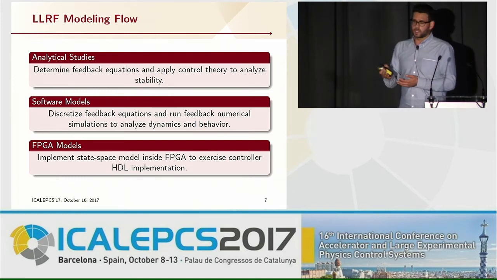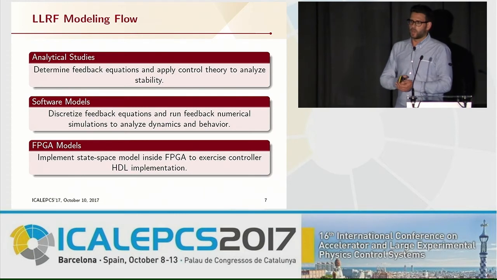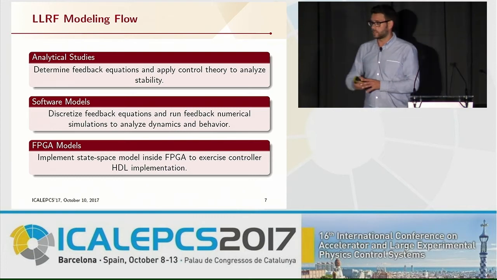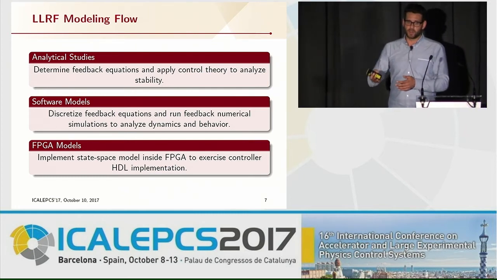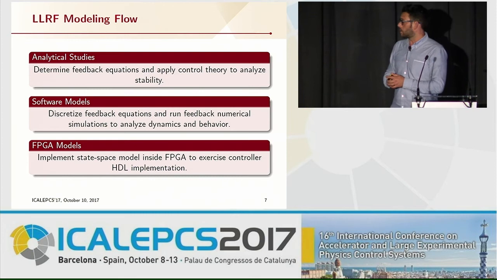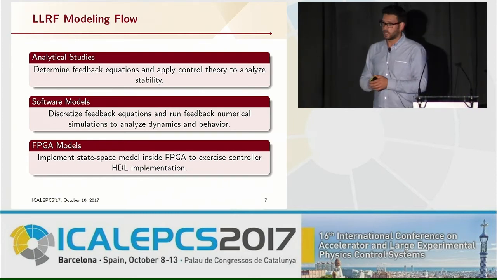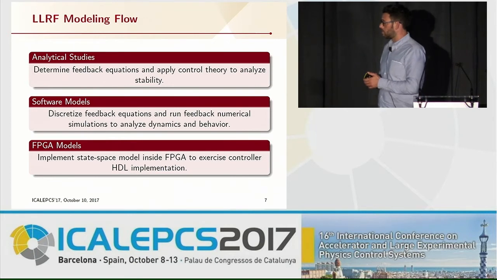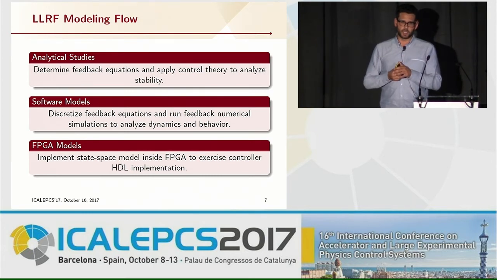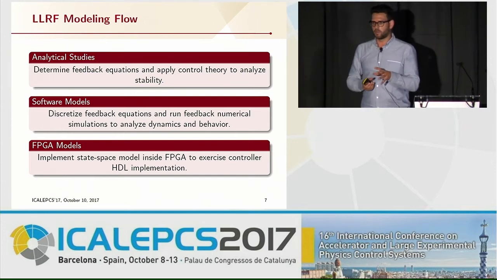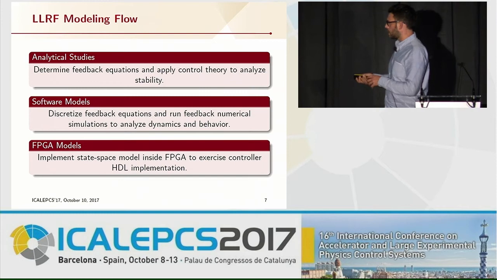And then we discretize those feedback equations, and then we run numerical simulations, first with software, so that we can look at the behavior of the system and start looking at plots and understand how the feedback system is working. And then we take this one step further, which is actually the main topic of this talk, which is to implement the same state space models that we do in software, but inside the FPGA itself. So basically, the final result is really a controller that is implemented inside this FPGA, and then the idea is to put in the rest of the system so that you have a closed feedback loop inside the FPGA, and then run the simulations to exercise the HDL implementation of this controller.